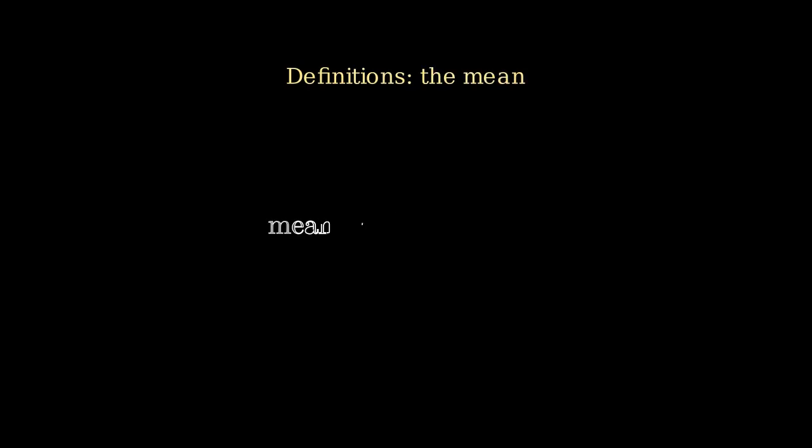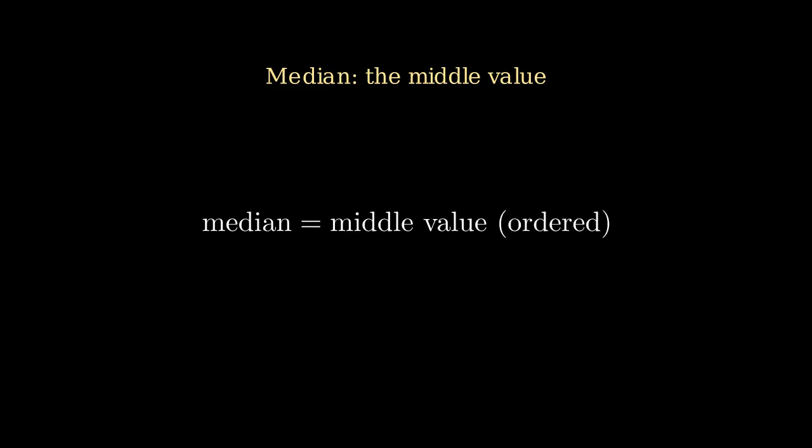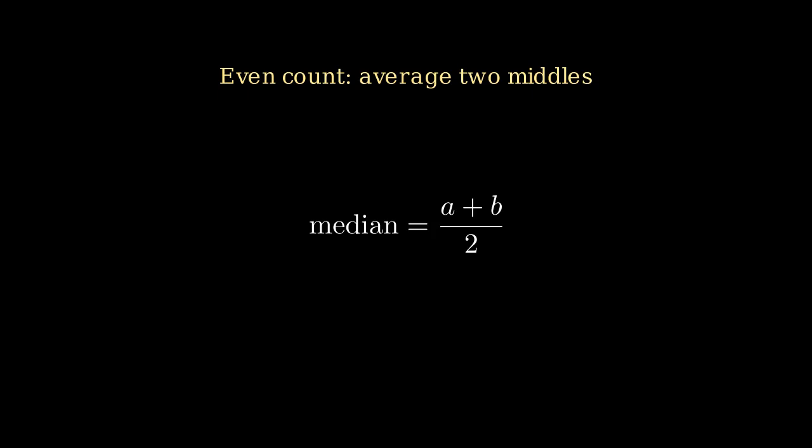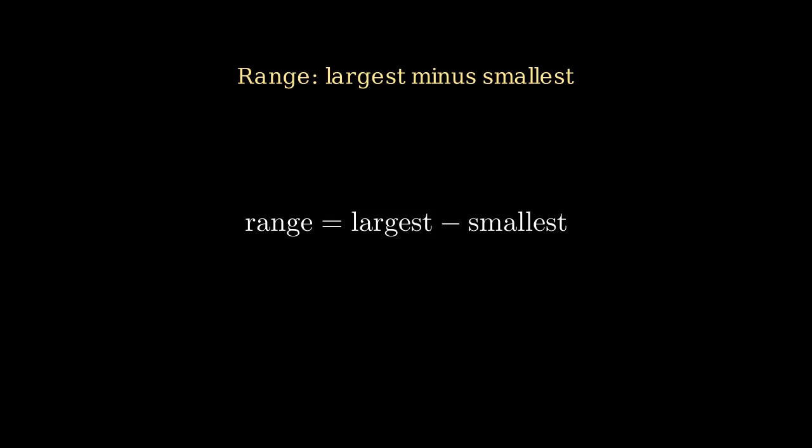Let's start with the 4 key definitions we need for describing a set of data. The mean is the sum of all the values divided by how many values there are. The median is the middle value once the data has been put in order. But if there's an even number of values, there's no single middle one, so you average the 2 middle values instead. The mode is simply the value that appears most often in the data set. And the range is the largest value minus the smallest value.